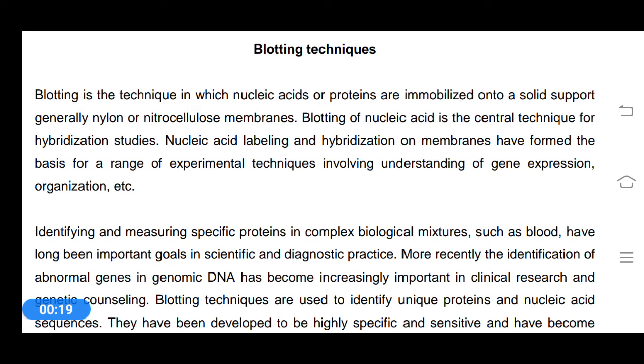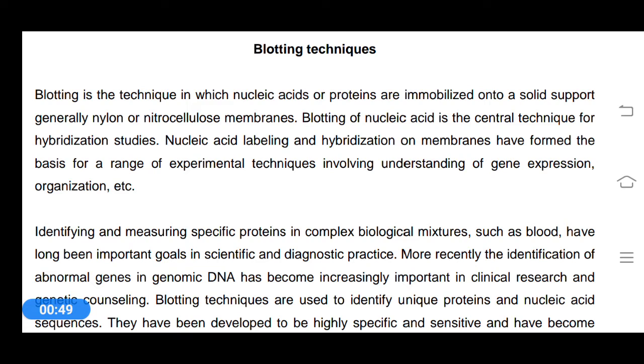Now I would like to discuss the 3rd BSc 5th semester biochemistry 6th paper, that is molecular biology and recombinant DNA technology. From this paper, we are discussing Unit 4, blotting techniques. We have seen southern blotting. Let's revise southern blotting and move on to the next blotting technique, that is northern blotting.